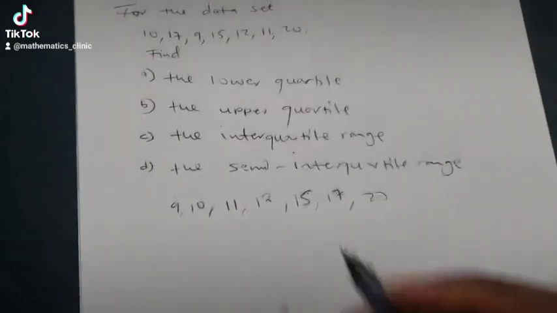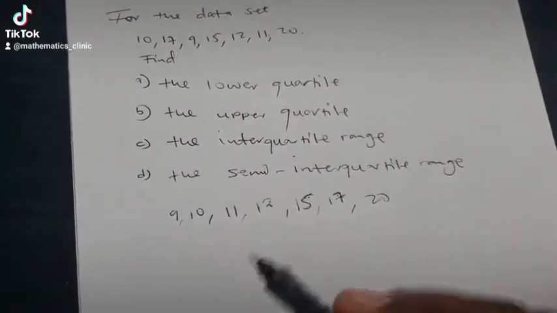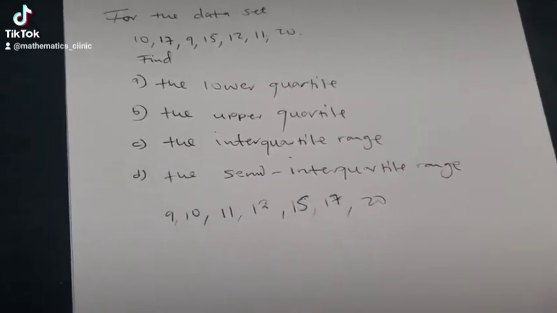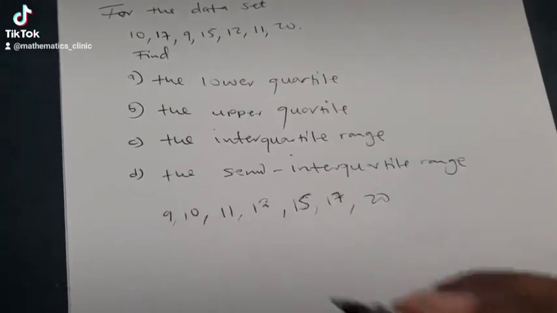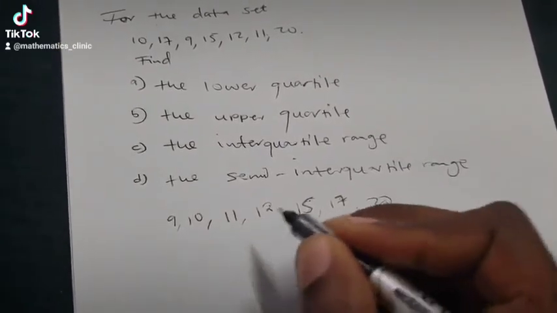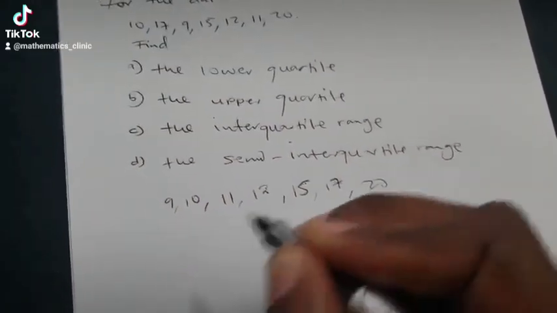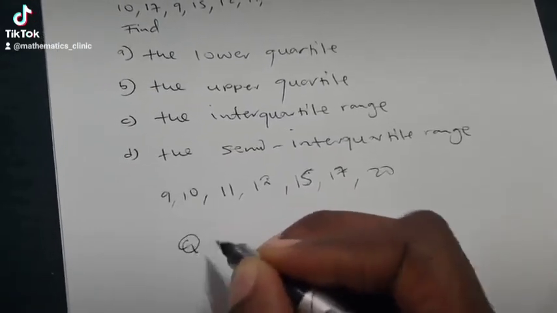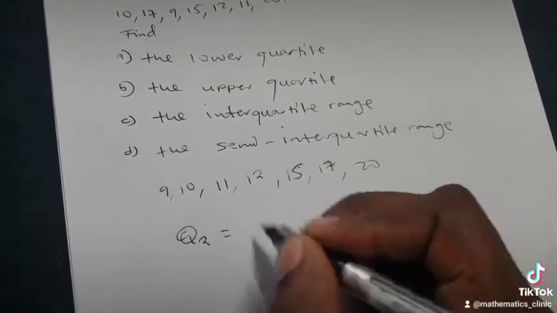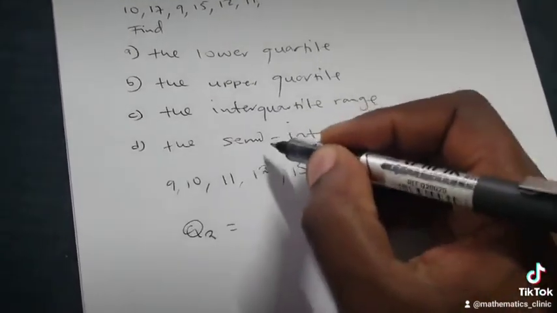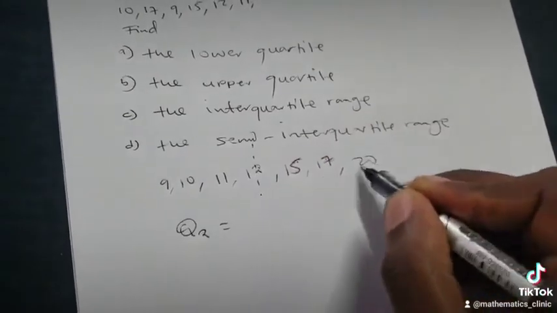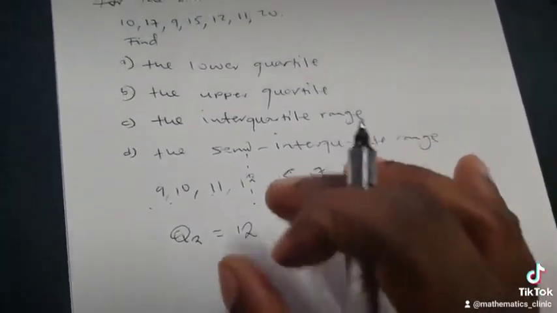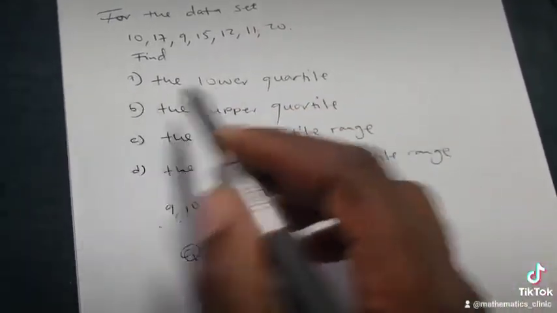All right. For the lower quartile, it would be very wise for us to identify first the middle quartile. So we have 1, 2, 3, 4, 5, 6, 7. Just for data collection purposes, our middle quartile is 12. 12 is right here: 1, 2, 3, 1, 2, 3. So it's 12.